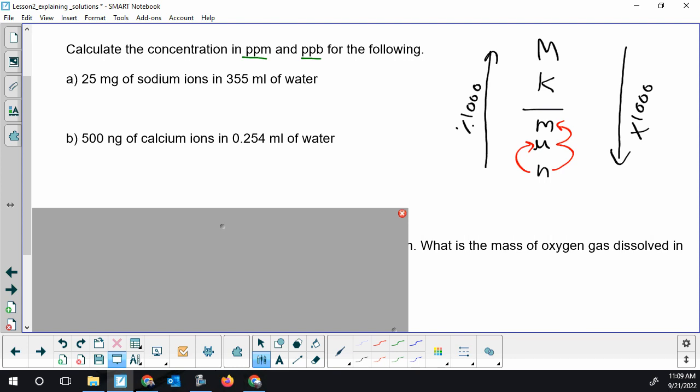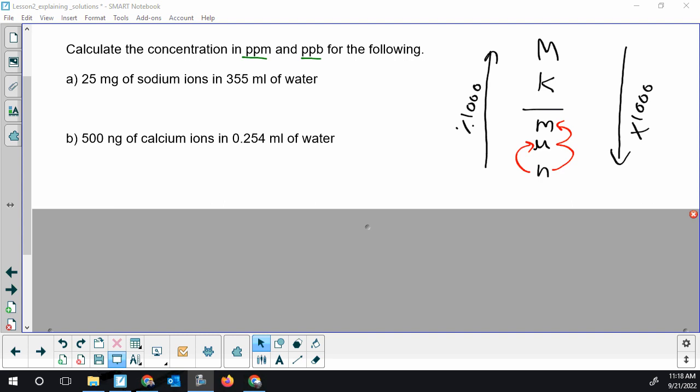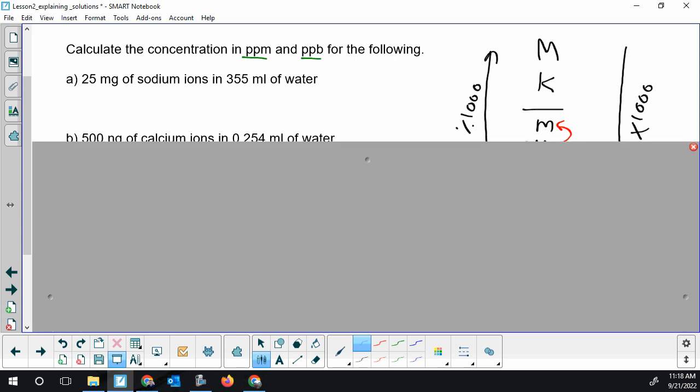So we'll recap these answers and talk about shortcuts for doing parts per billion after you've completed A and B. So I'll put up parts per million, then parts per billion, and then we'll compare the two.